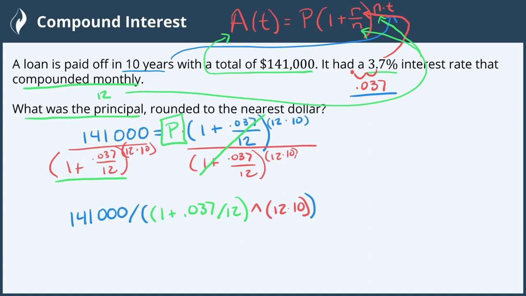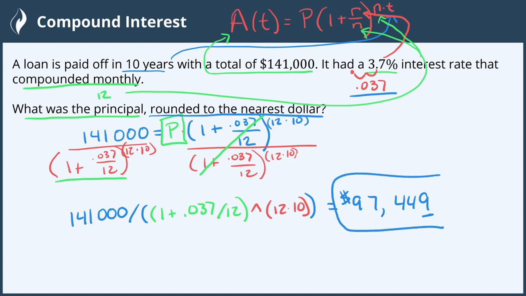When we press enter, we'll end up with the number $97,449. And it asked us to round to the nearest dollar, and since we've ended at the dollar, we're good to go. So this is our answer, and we're all done.